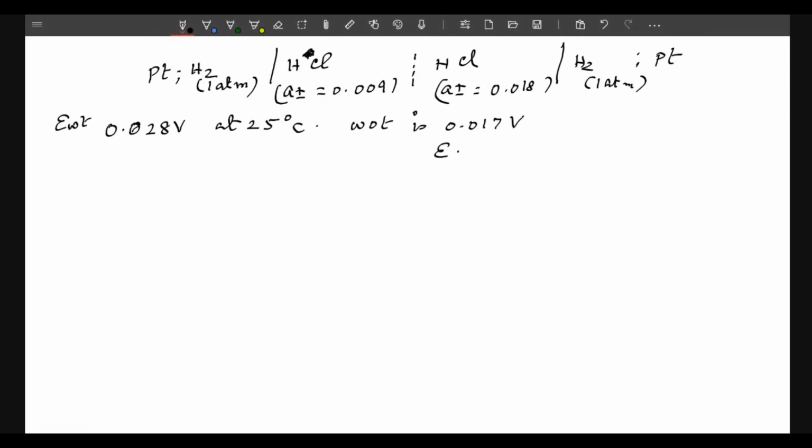Calculate the liquid junction potential. Liquid junction potential, and the T plus, that is, the transport number of H plus. You have to find that out.